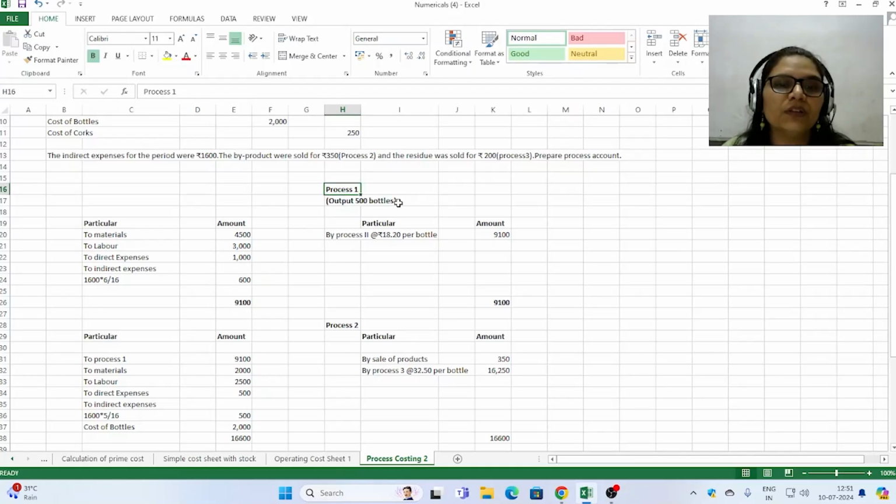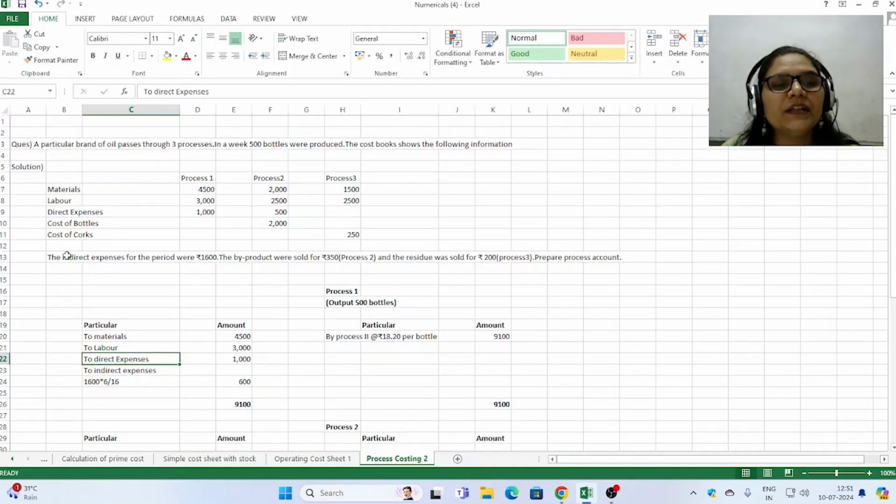Output is 500 bottles. So whenever we have to find the price per unit, we divide the total cost by 500. This is the debit side and this is the credit side. We will record all the expenses on the debit side, as we have recorded material, labor, direct expenses. The indirect expenses for the period were 1600. It has not been mentioned how much of the 1600 has to be divided among process 1, 2 and 3, so we will take another method.